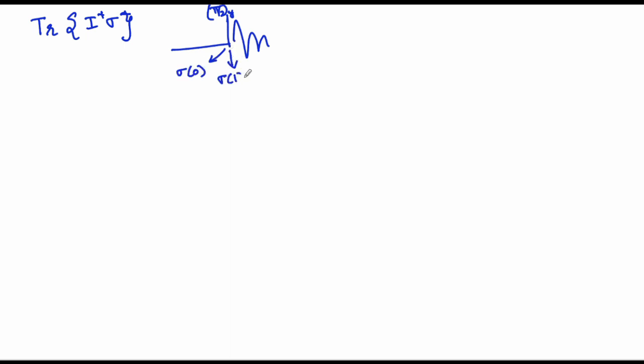Then we will be looking at what is the density matrix while you apply the RF pulse, and then finally the density matrix after you have acquired the signal. So these are the three different parts that we will be taking a look at.